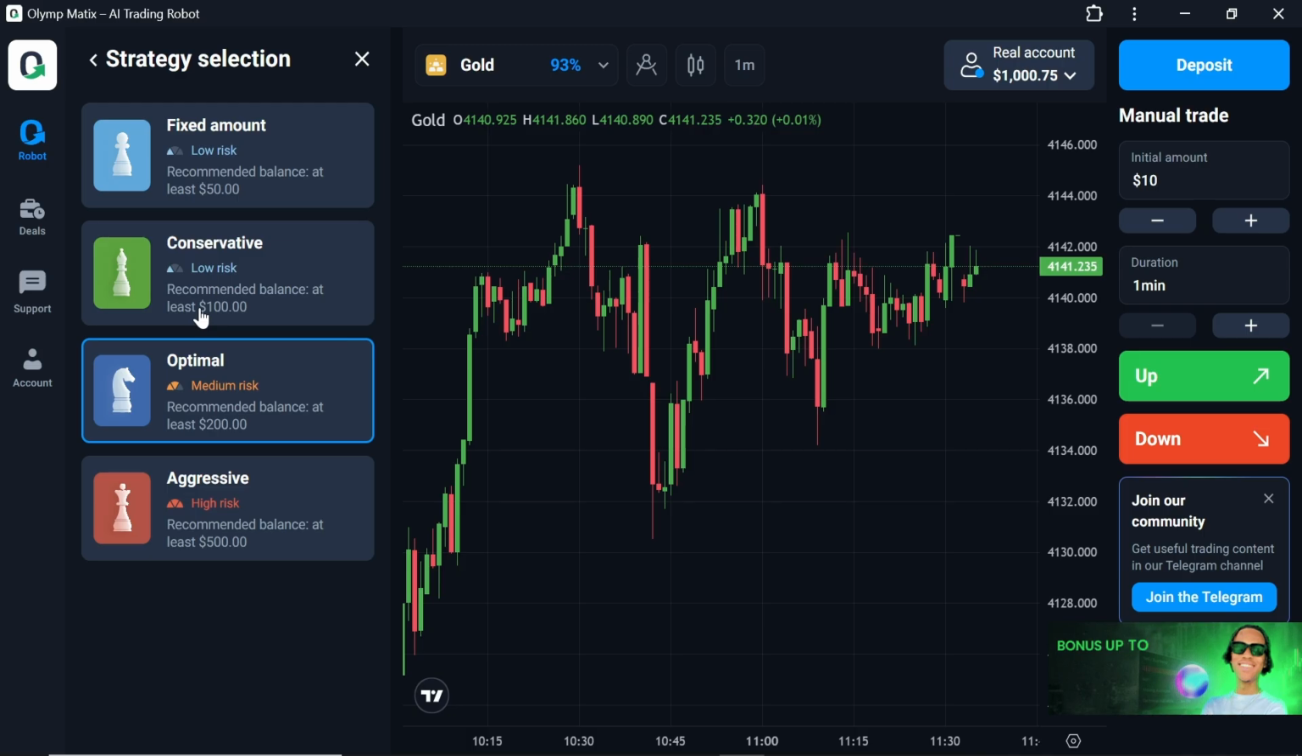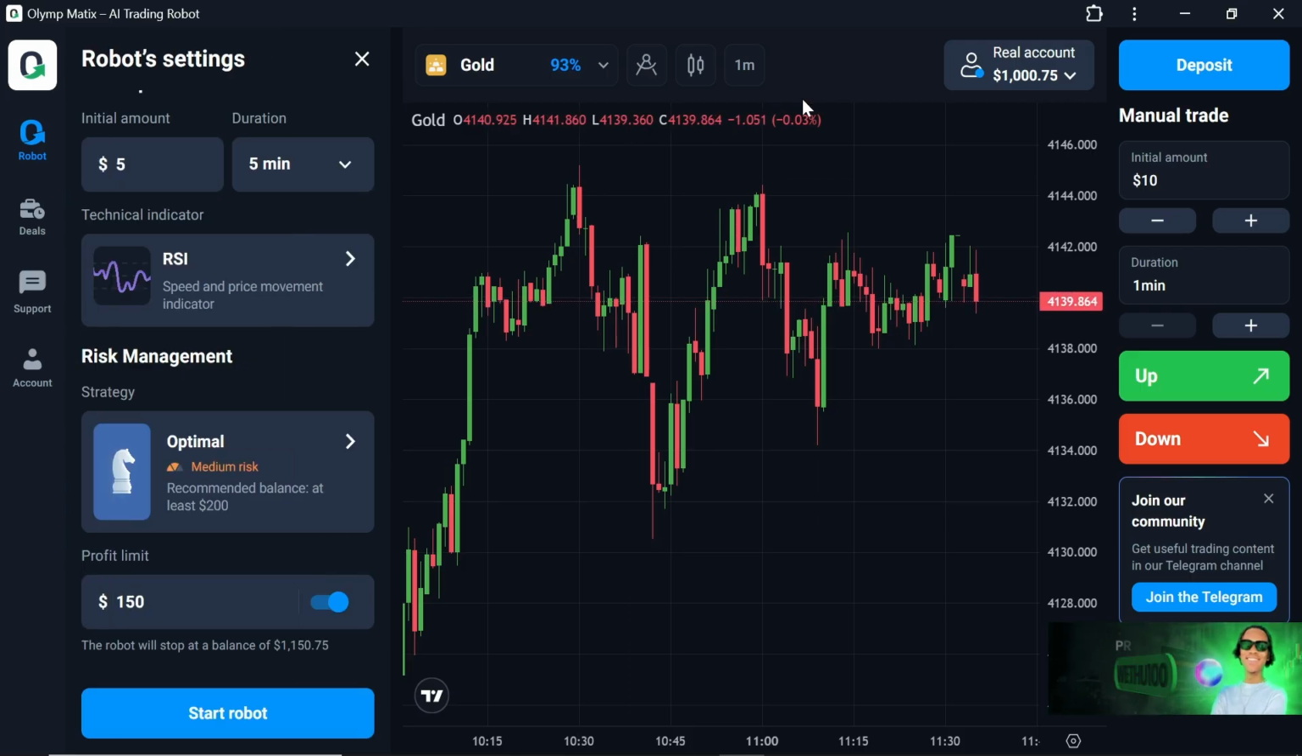So there's also the recommended balance for these different strategies. Recommended for consecutive is 100, for optimal 200, and then 500 for aggressive. With me, I'm just gonna be sticking to optimal regardless of my balance being high, just that this one is my suitable sweet spot.